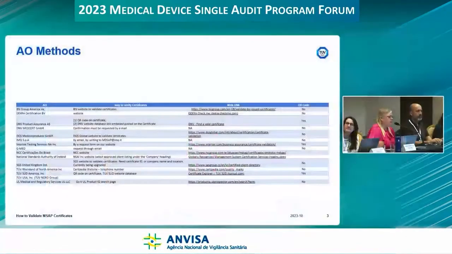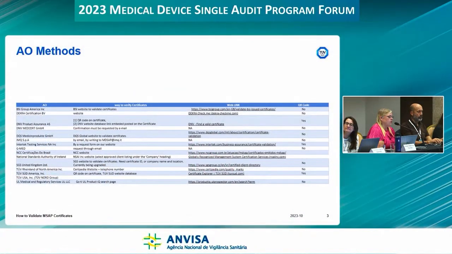I know it's a little hard to read here, but I have included a list of all the auditing organizations and the ways each one can be validated. It differs from auditing organization to auditing organization. If there is a website link that can be used, we've embedded it in this presentation, so you can just click on that link and it will take you to the website where you can enter information to try to validate that certificate.